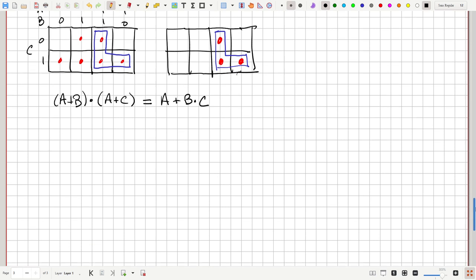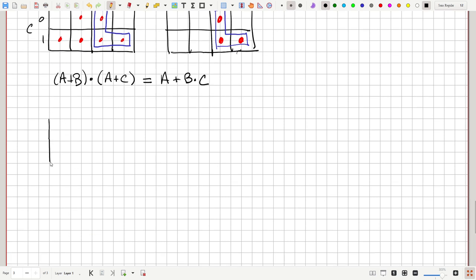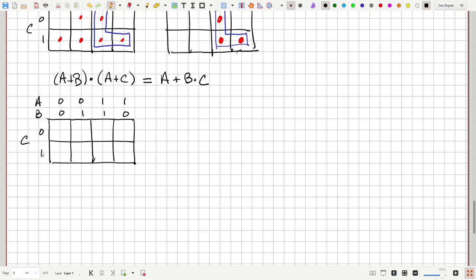Now we can also work it out with K-maps. Let's take a look at that. Here are your A and B values: 0, 0, 0, 1, 1, 1, 1, 0, and your C value is 0, 1. All right, let's look at A or B. So A is the right two columns. That's where the A value is 1. Or B, well, B would be the middle two columns, so there's overlap there. So the right three columns would be A or B. So that block right there, that's A or B.